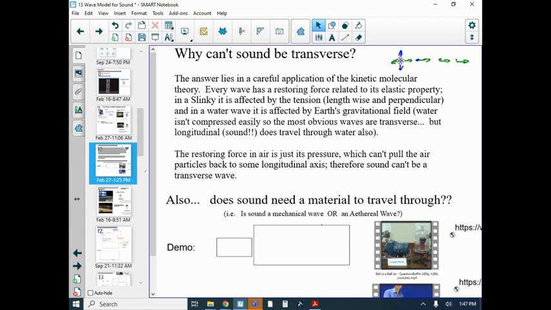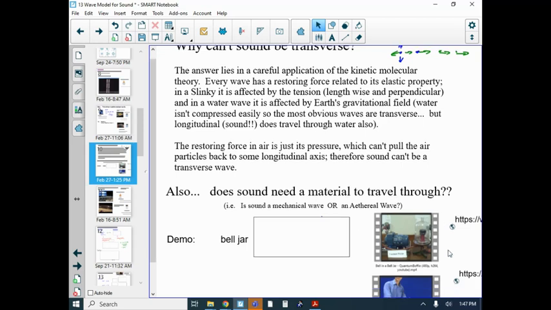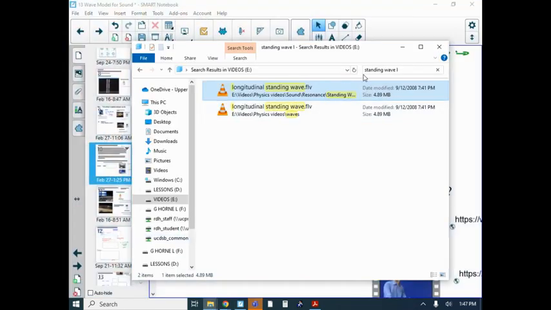So a very popular demo is the bell jar demo. And so what we're looking at is seeing if sound needs a material to travel through. So is it possible that it's a physical wave, and presumably a longitudinal wave, and through air, right? So what you do is you get a bell jar, you put a noise making device inside.